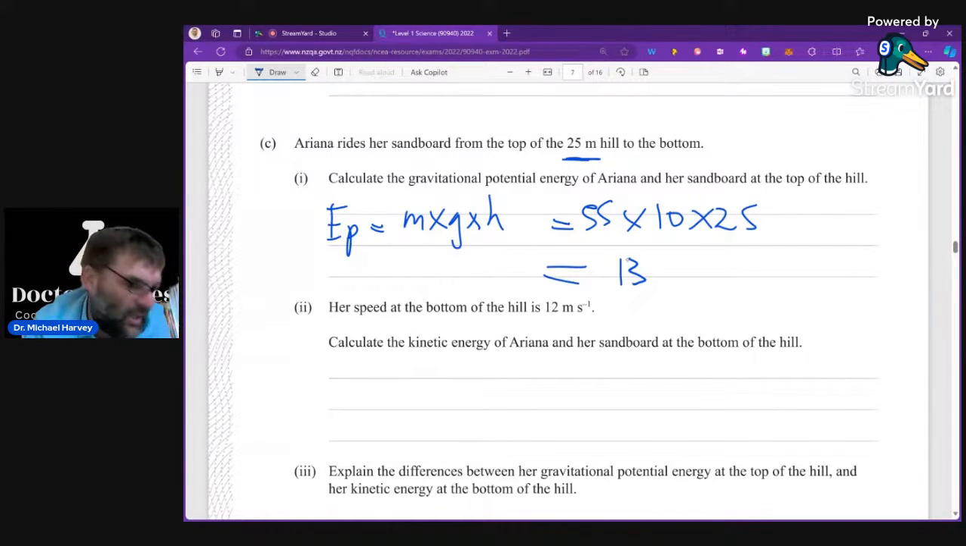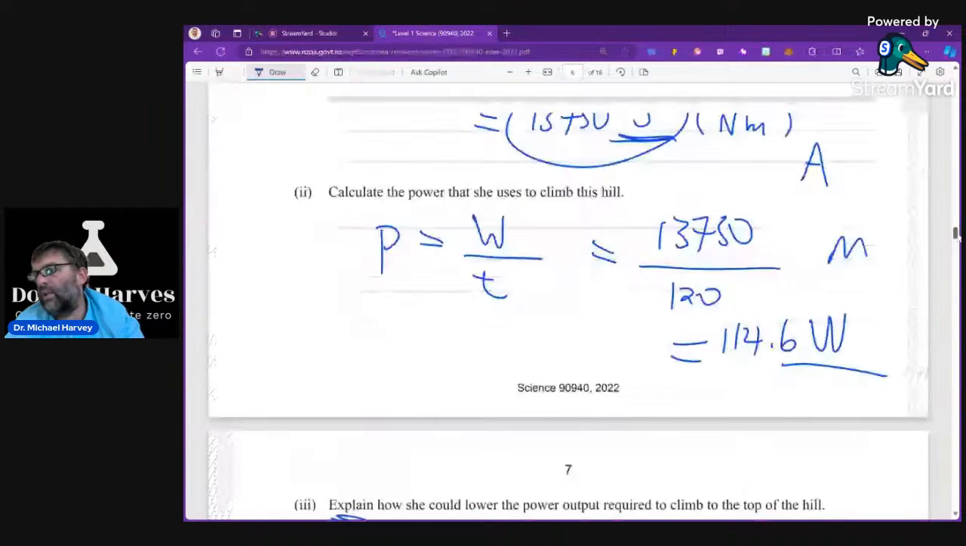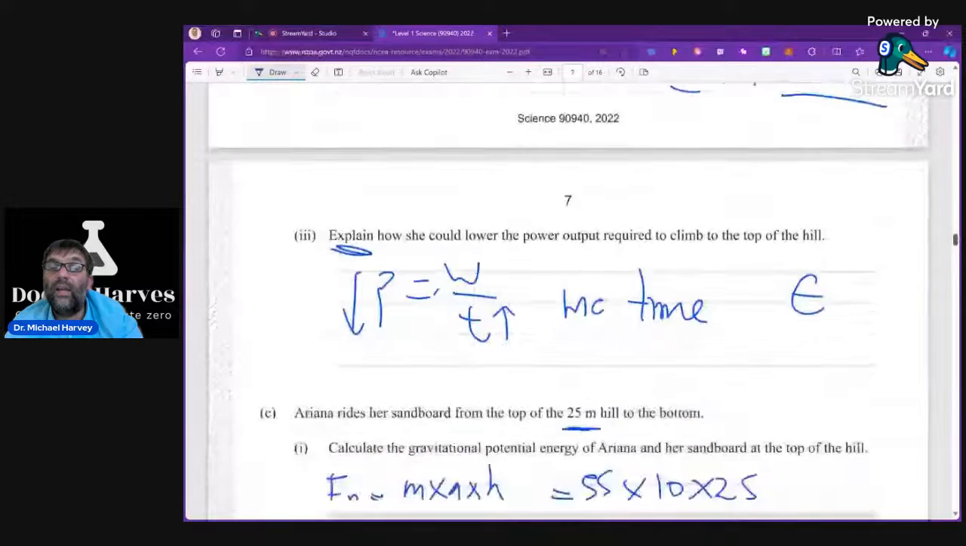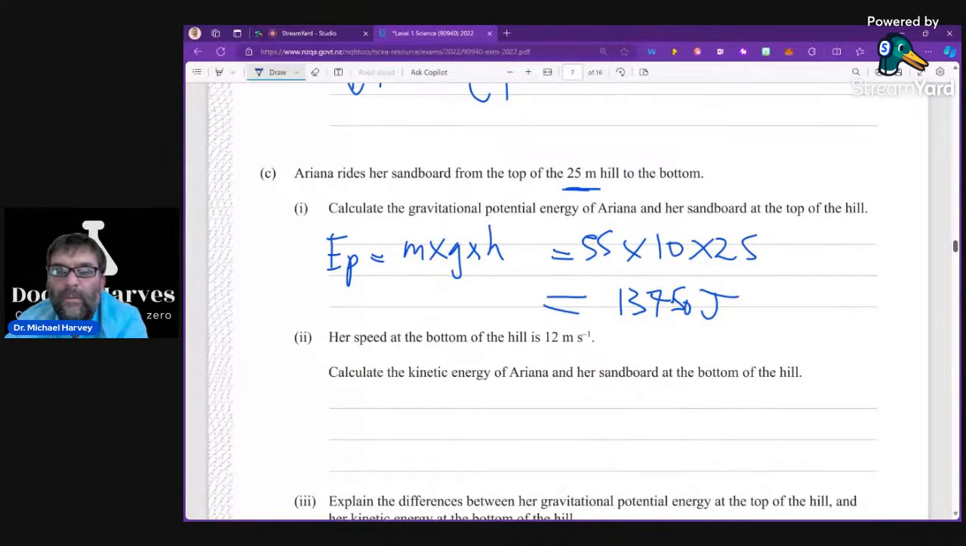It's 13,750 joules. Oh, that's kind of interesting, isn't it? Because that's exactly the same as the amount of work it takes to climb the hill. There's no coincidence in that, because basically the energy is required to do work, and you do work to create energy. Okay, so they're different sides of the same coin, hence why they have the same units of joules.